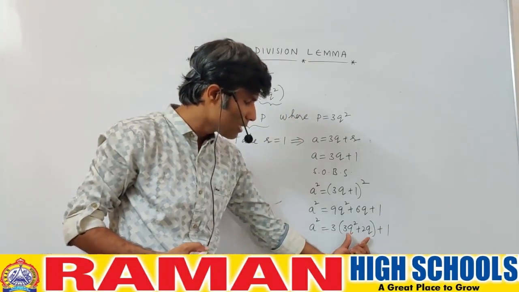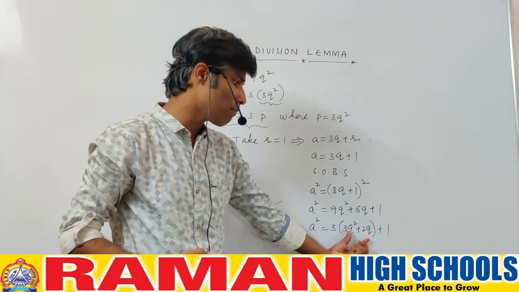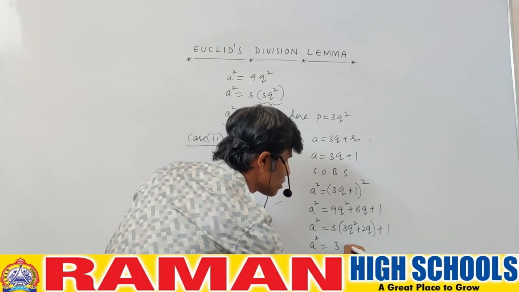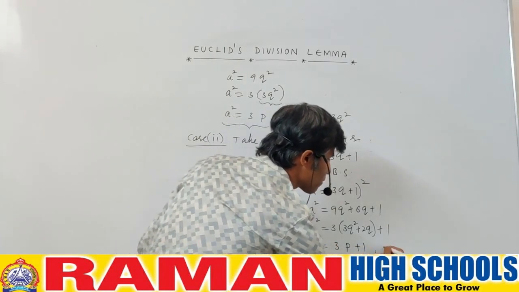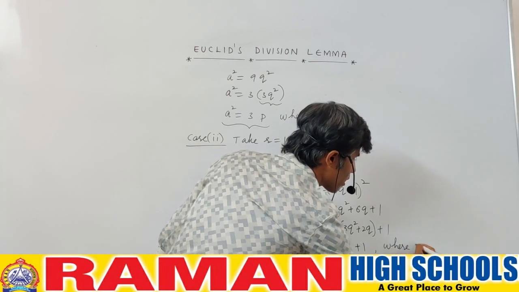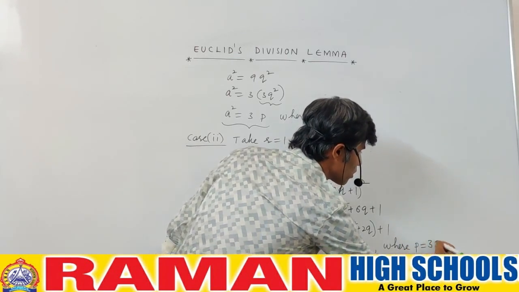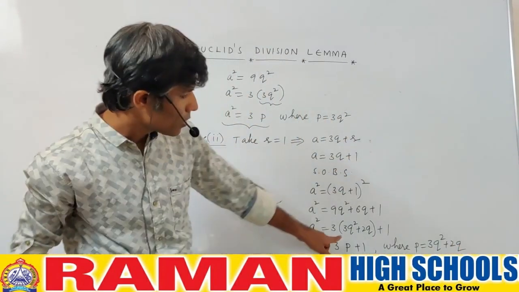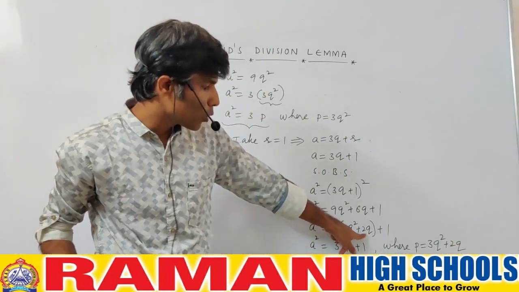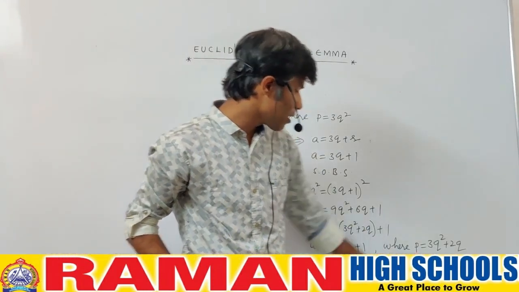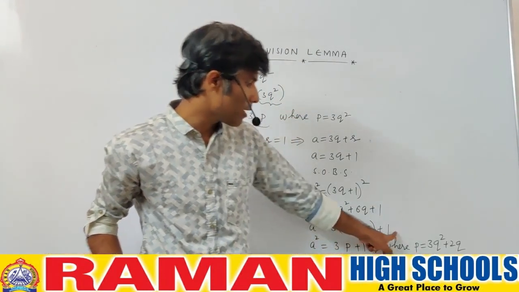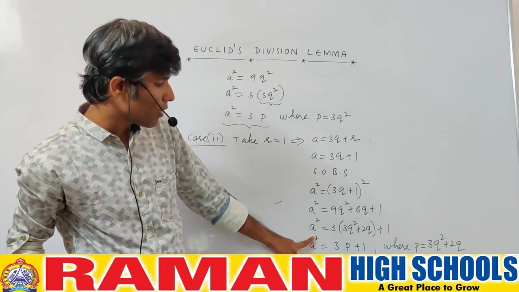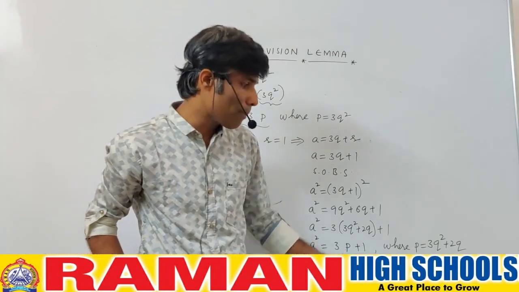Now let us take this value as some integer p. That is, a square equals to 3 into (p plus 1), where p equals to 3q square plus 2q. This 3q square plus 2q is considered as p, therefore you are getting 3p plus 1. Here we can observe that the square of a positive integer is in the form of 3p plus 1.